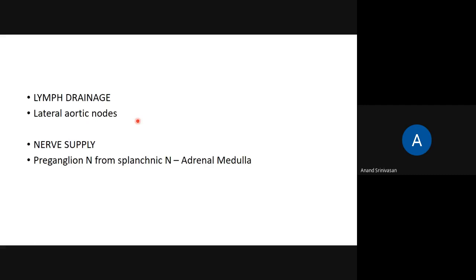The nerve supply is by the preganglionic nerves from the splanchnic nerves. The preganglionic nerves from the splanchnic nerves go and supply the adrenal medulla.